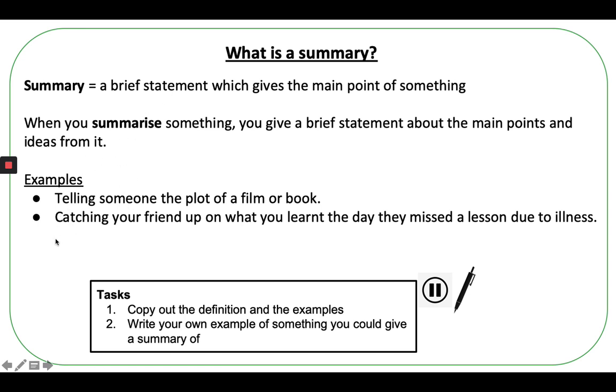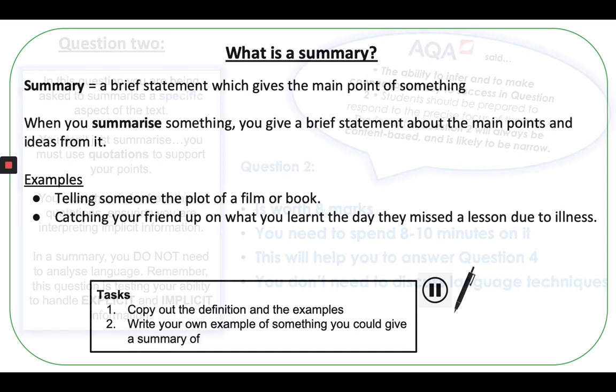Then, could you please try to write your own example of something you could give a summary of? For example, a plot or a movie or a book that you've read recently in 2 sentences. That's it. So summarise something for number 2 in 2 sentences. Thank you.